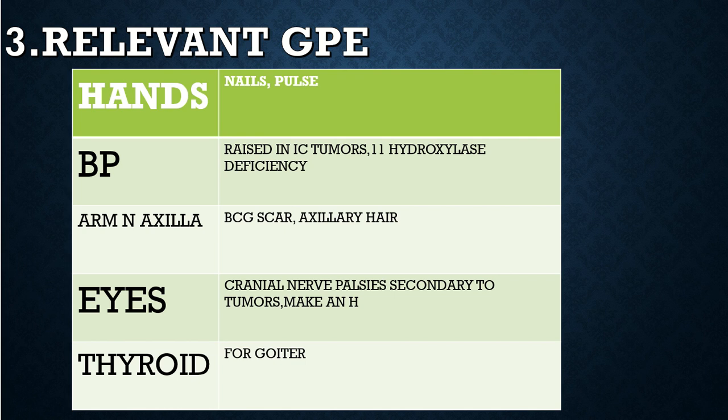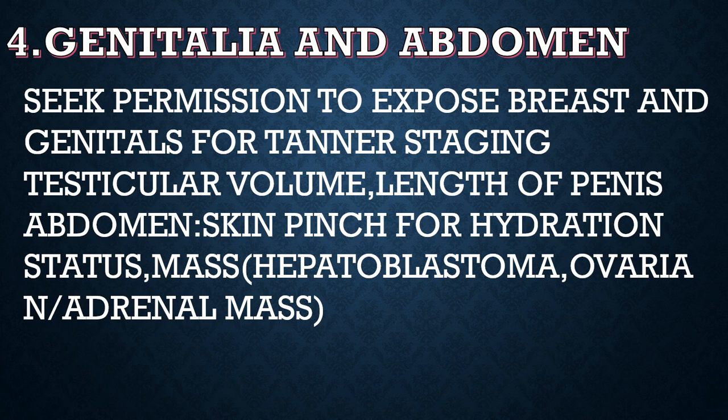Okay, now the third thing is the relevant GPE. In relevant GPE, first of all look at the hands, to look for the pulse and the nails. Then check the BP, the blood pressure. It is increased in tumors as well as in 11-hydroxylase deficiency. Look at the arm and axilla for the BCG scar and the axillary hair. Look at the eyes for any cranial nerve palsies. Examine to find out that all the nerves are working and functioning properly. And then look at the thyroid for goiter. The fourth thing to look for is the genitalia and the abdomen.